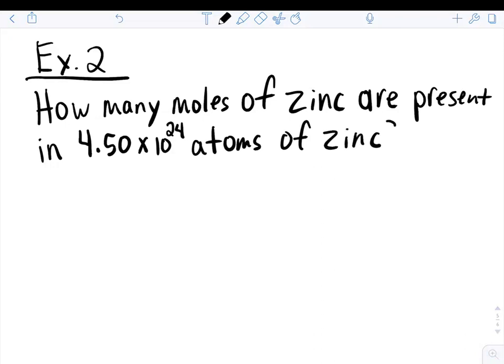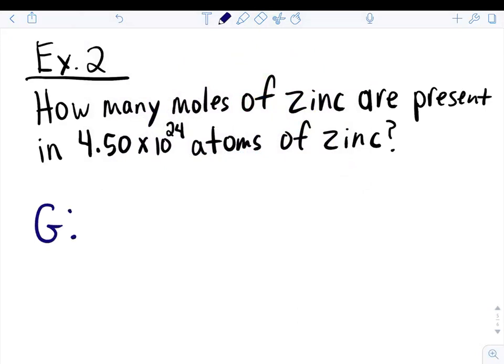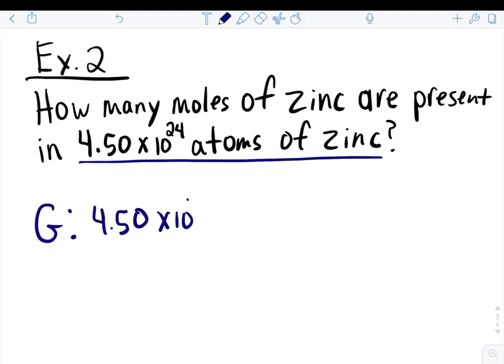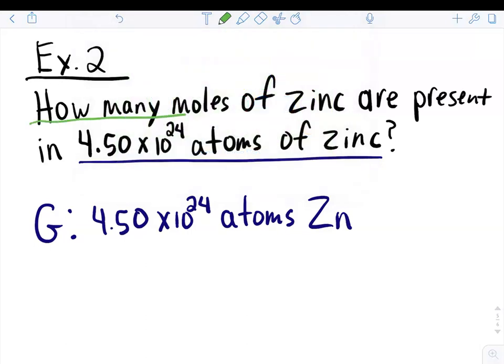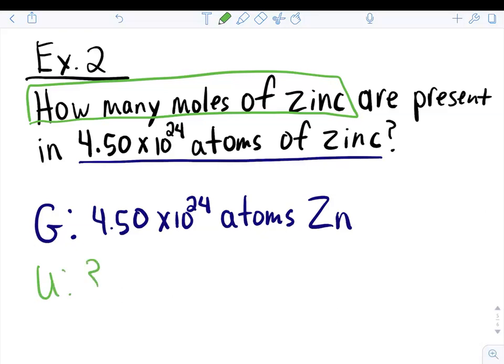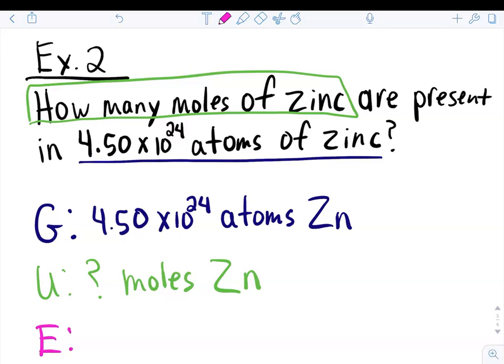of zinc. So again, we start out with our given. In this case, we're given 4.50 times 10 raised to the 24th atoms of zinc. Then what we're trying to find is how many moles of zinc. So that's going to be our unknown. Our E is our equation, or in this case, our setup.